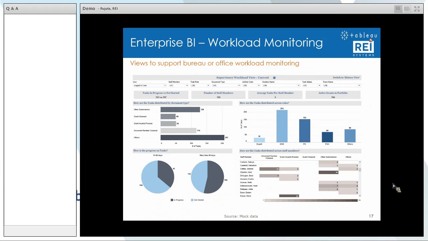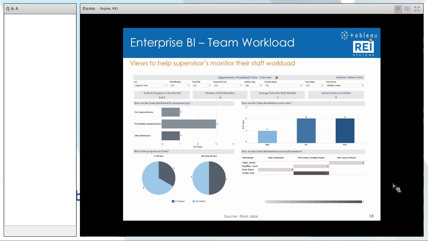If one specialist has a very high number of tasks assigned, the administrator can then decide to reallocate the work to someone with a lower task load so that the team can collectively meet the awards deadline. The same dashboard has the ability to render data for a specific team within the bureau and office. It allows the team lead to visualize and manage the workload of his or her staff.